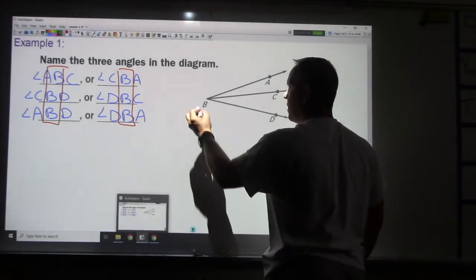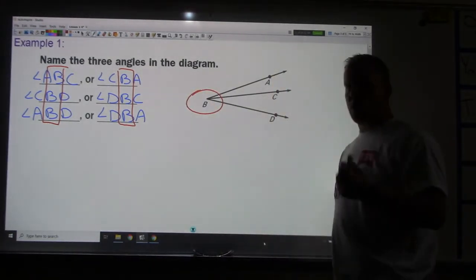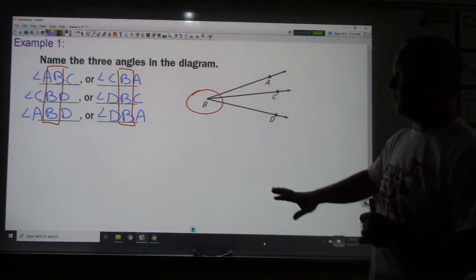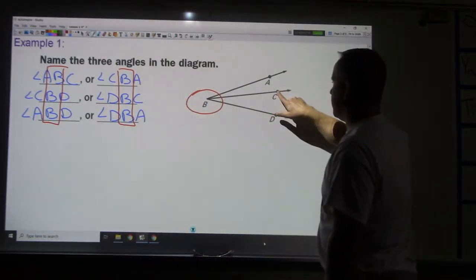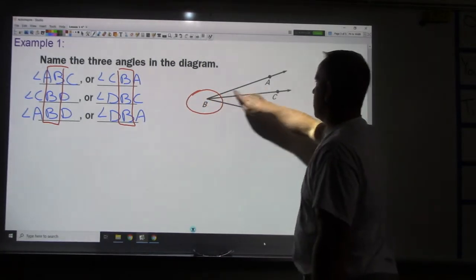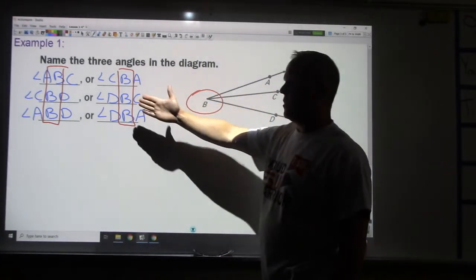Folks, when you name an angle, the vertex is always the middle letter. So this tells you where to start, where's the vertex, and then where are you going. So I went from C to B and then out to A. So the vertex is always the middle letter.